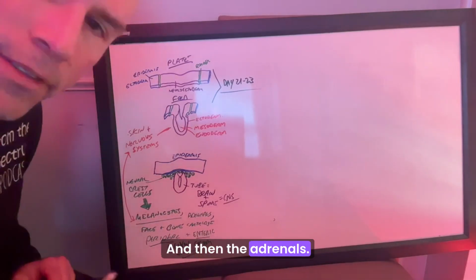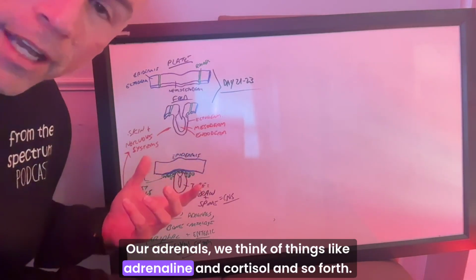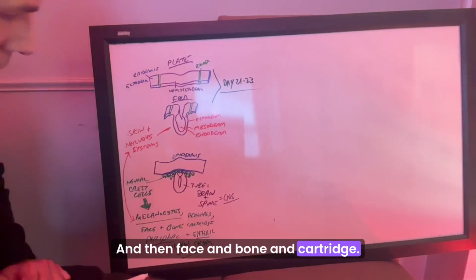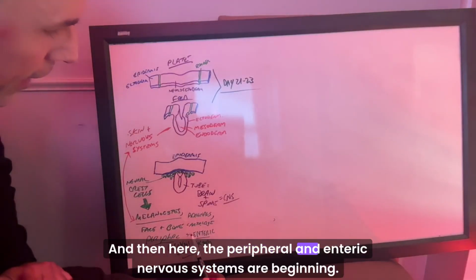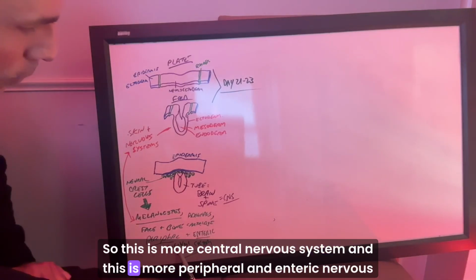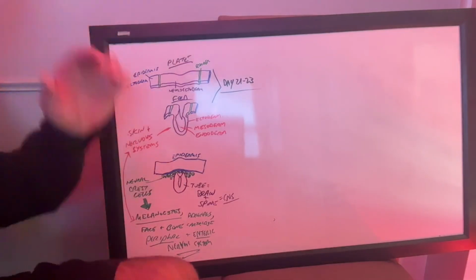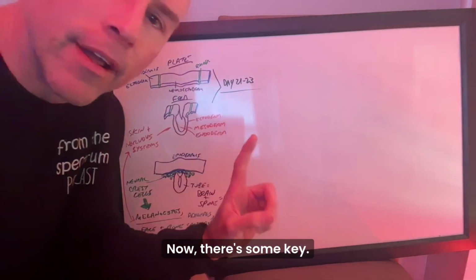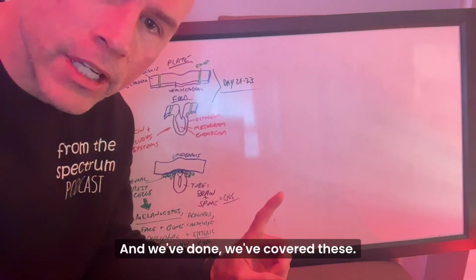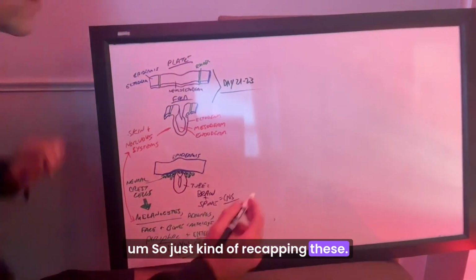And then the adrenals. Our adrenals, we think of things like adrenaline and cortisol and so forth. And then face and bone and cartilage. And then here, the peripheral and enteric nervous systems are beginning. So this is more central nervous system, and this is more peripheral and enteric nervous system, okay? Now, there's some key components here that are very worth mentioning, and we've covered these.